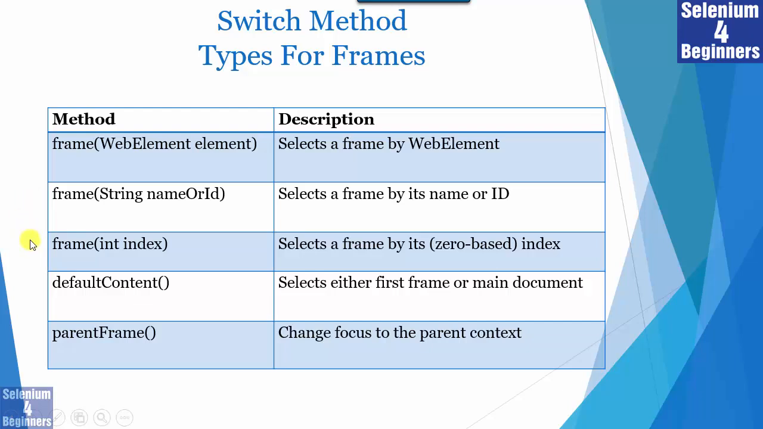Frame int index selects a frame by its index. Int is the integer data type. All indexes start at 0. Default content selects the first frame on the page or the main document if the page contains an iframe. Parent frame is important if the focus has changed from the parent context. By default, Selenium has focus set on the parent.